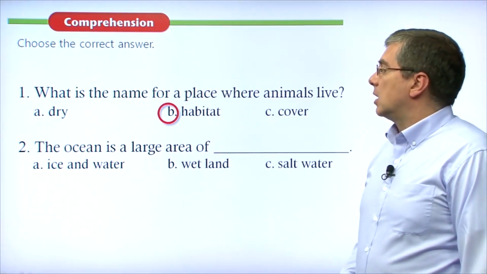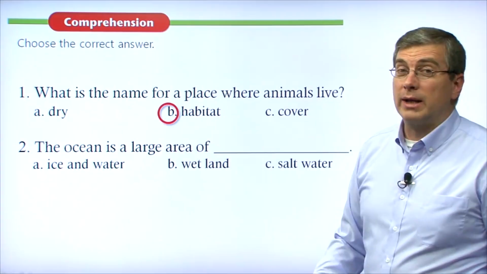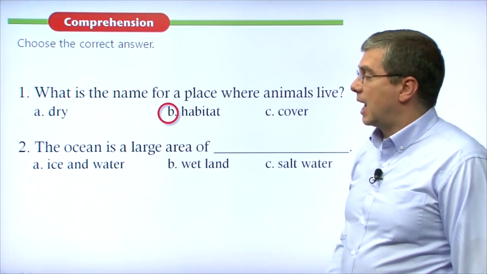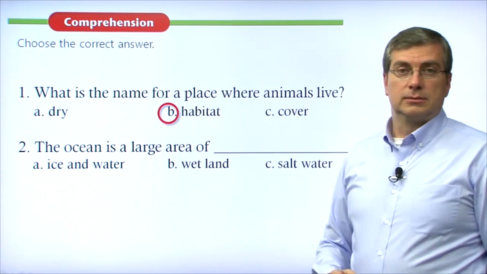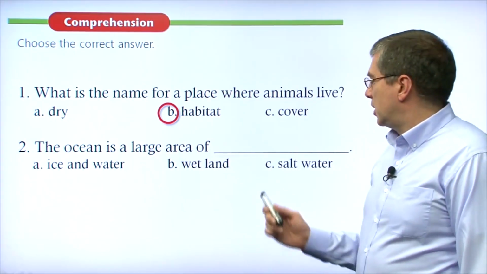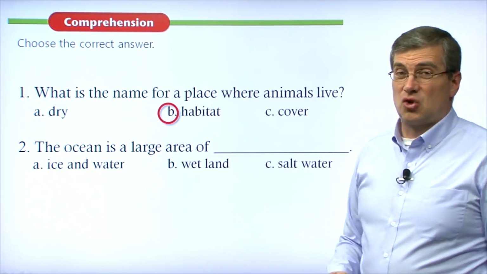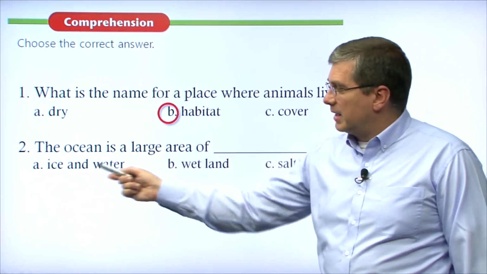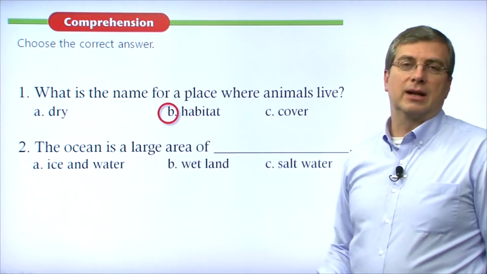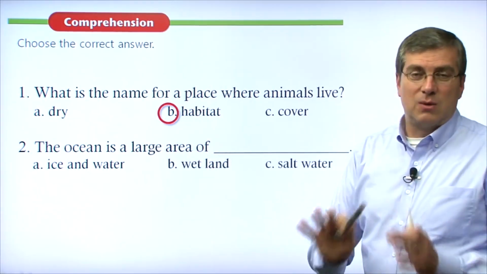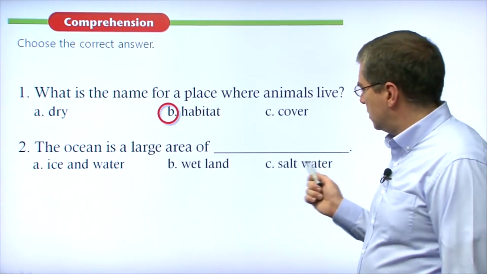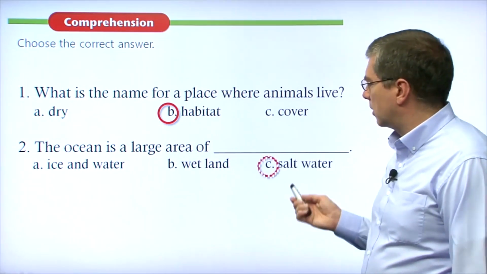Number 2, the ocean is a large area of what? What are we looking at? Our choices are ice and water, wetland, or salt water. Okay? The ocean is a large area of salt water is our best choice. Now, you could say ice and water if you're up at the Arctic, right? But the ocean also exists, of course, in warmer areas. So the best choice here is salt water, right?